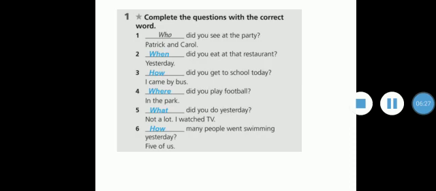Here we use it to ask about the actions or the things. Not a lot. I watched TV. The last one, how many people went swimming yesterday? 5 of us. How many we use it to ask about the number of people or the number of something. للسؤال عن العدد.